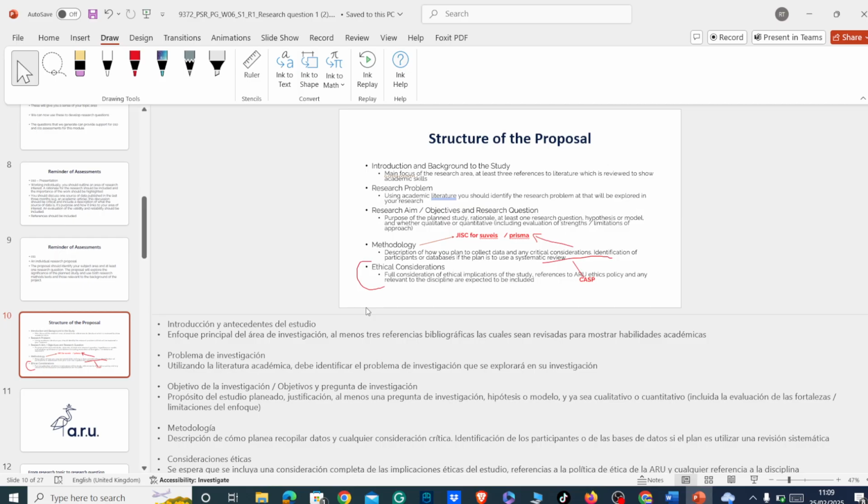Before you moved on to the structural proposal, you were advising us on the kind of techniques to use. Oh, JISC, Prisma, and CASP. CASP is again an acronym, and again, I don't remember what it stands for. Critical appraisal, something. It's a tool.